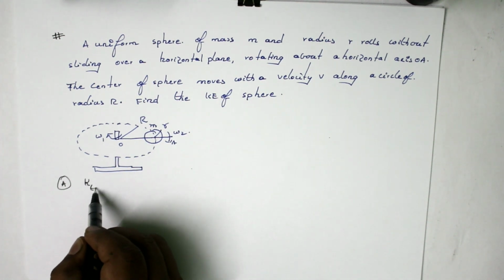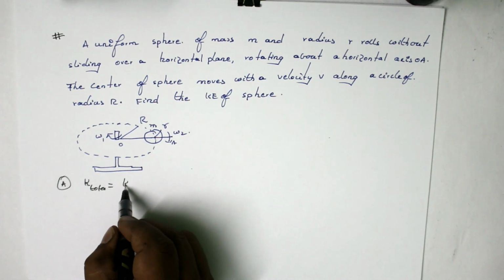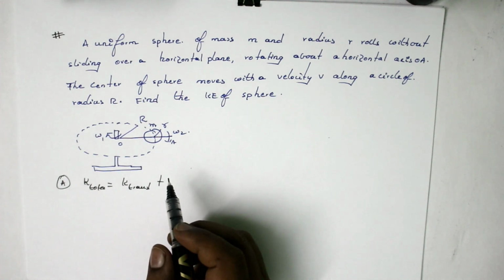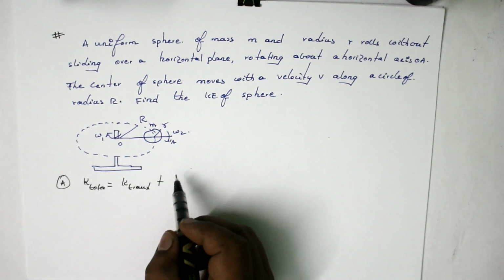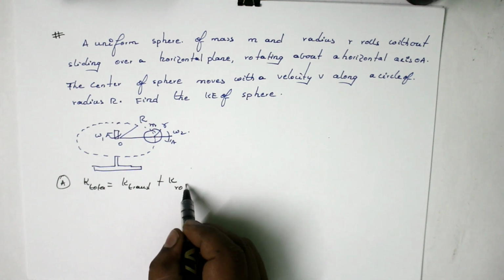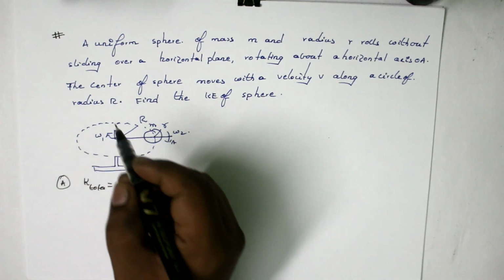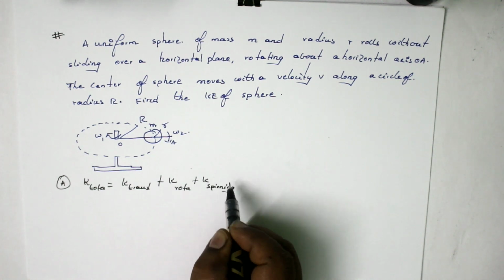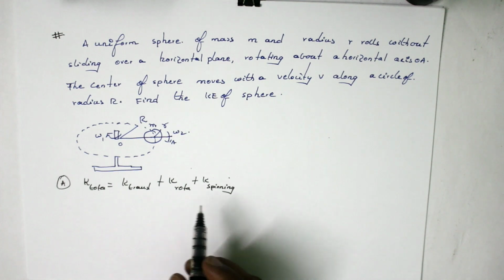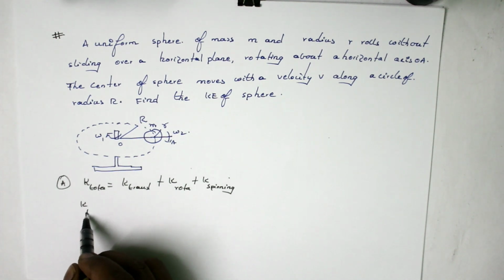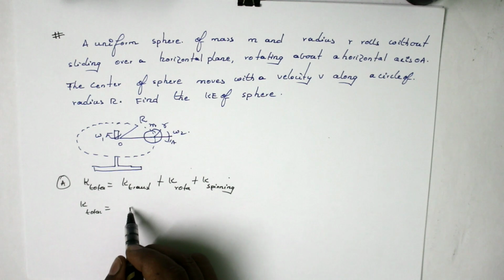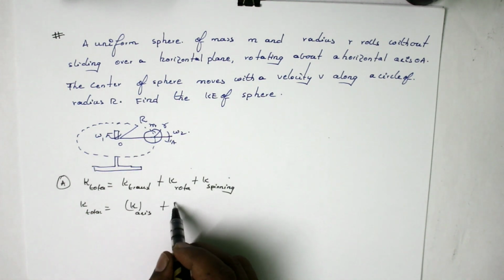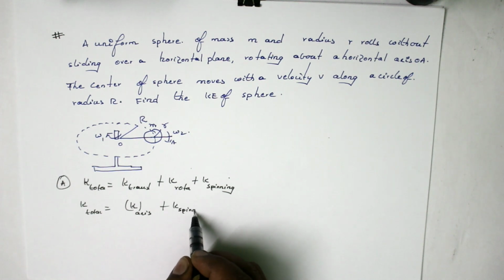So total kinetic energy can be written as kinetic energy due to translation, because the center of mass of the sphere also has a particular velocity v, and kinetic energy of rotation because it is rotating around this axis, plus kinetic energy due to spinning also. So now instead of these three energies, simply I can write K total equals kinetic energy around the axis around which it is rotating plus kinetic energy due to spinning.